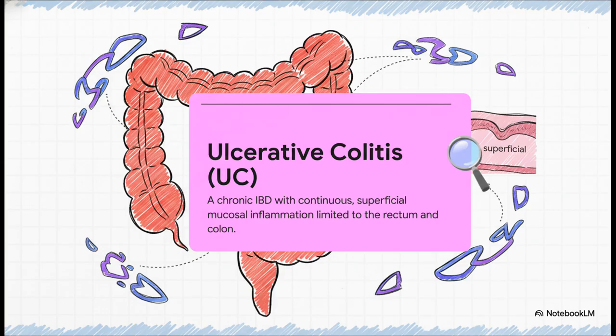Number 2, the inflammation is superficial. It only affects the mucosa, that very inner lining. And number 3, it's strictly limited in location to the rectum and the colon. At its root, this is all caused by a dysregulated immune response in that mucosal layer.